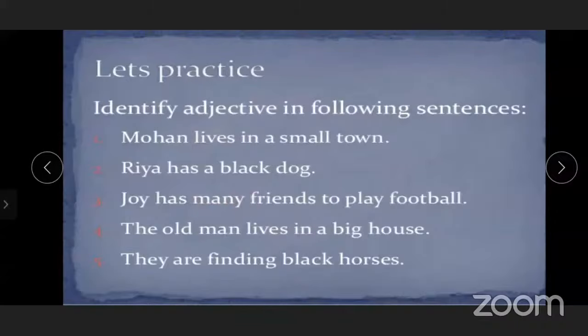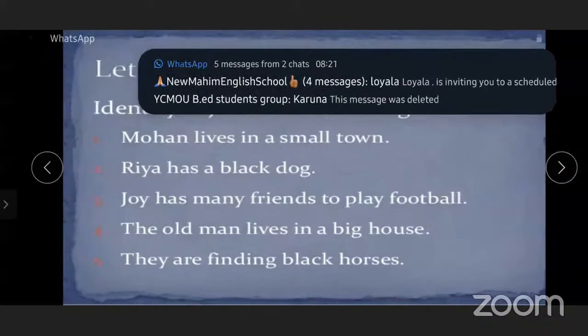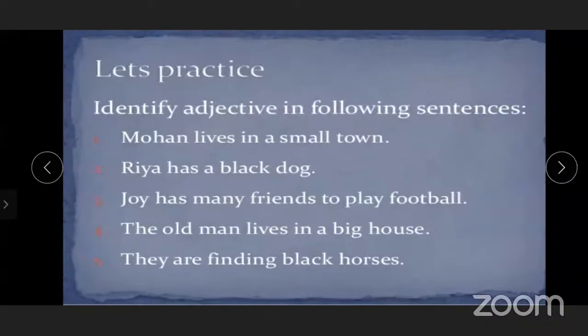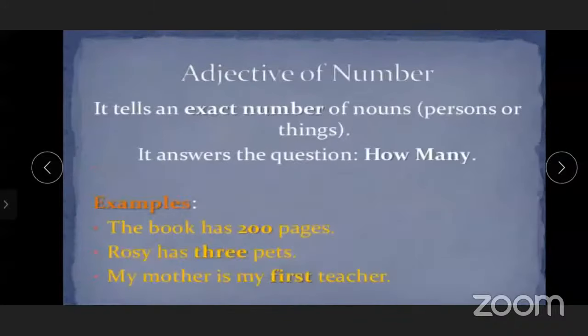Many. Can you tell me, small and black are adjectives of what? Quality. Here, many is an adjective of? Quantity, yes. The next sentence. The old man lives in the big house. Your adjective is big. Good. Next. They are finding black horses. Black, adjective of horses.